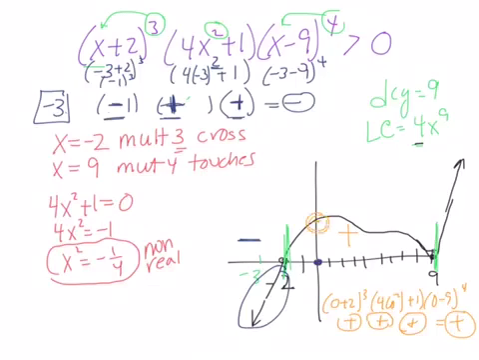So the answer to this, you can either do it graphically or by a sign chart, picking numbers to the left and right, is anywhere from -2 to 9. So the answer to this is -2 to 9, not including those two. Okay?